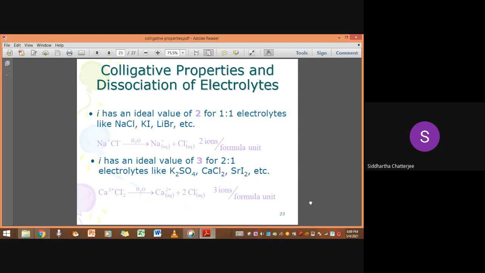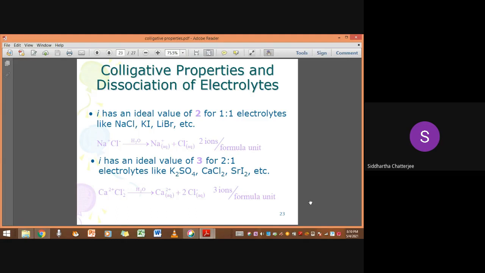Look here, colligative properties and dissociation of the electrolyte. Suppose we consider 100% dissociation. Then i has an ideal value of 2 for a 1:1 electrolyte, like NaCl, Na plus Cl minus, KI, K plus I minus, or LiBr, Li plus Br minus, because you are getting 2 ions per formula unit, provided the degree of dissociation is 100%. Similarly, i has a value of 3 for a 2:1 electrolyte like K2SO4. You find 2 K plus and 1 SO4 2 minus.